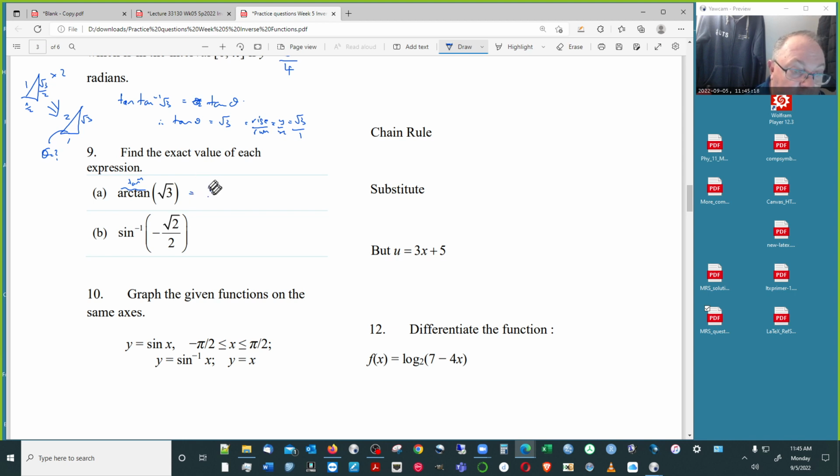Alright, so if you haven't been trained in exact values trig, this is a horrible section. This is a horrible part of the subject. But it's really, really valuable. It kicks home a lot, exact values trig.